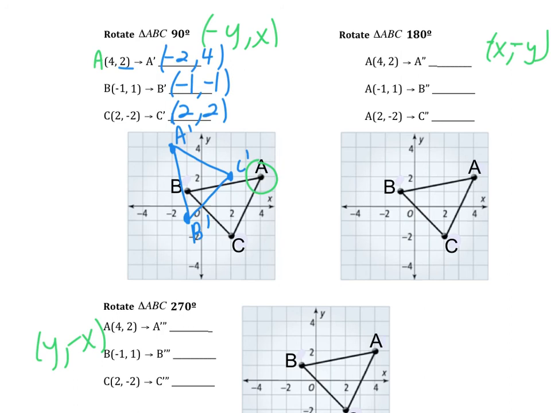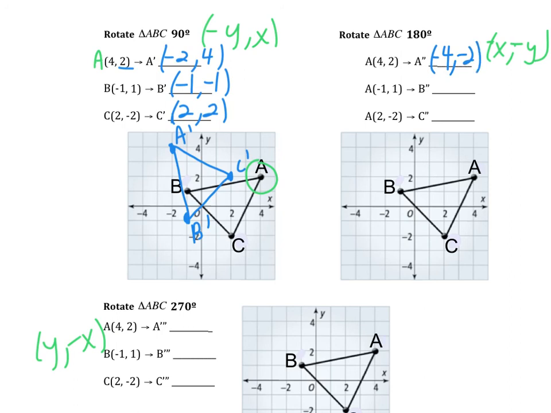I'll start 180 and 270, but I want you to finish them, okay? So for A, A starts at 4, 2. If I apply the rule opposite of x, opposite of y, then A double prime would be -4, -2. So you just switch the signs for both.